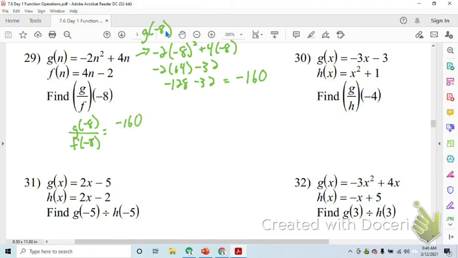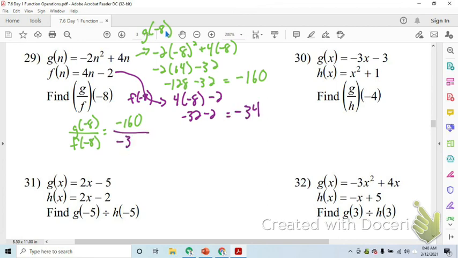Now, changing the color so you can keep track. For doing this one, this is a little easier. We have 4 times negative 8. This is to find f of negative 8, minus 2. So this would be negative 32 minus 2, which is negative 34. So then my denominator is negative 34. So we can simplify this by dividing them both by negative 2. This would be 80 over 17. That's all you should get.